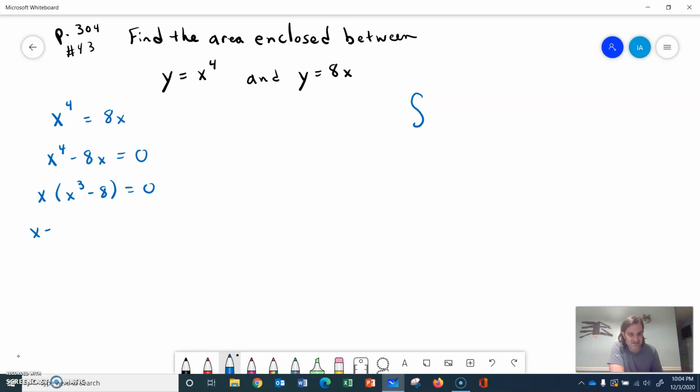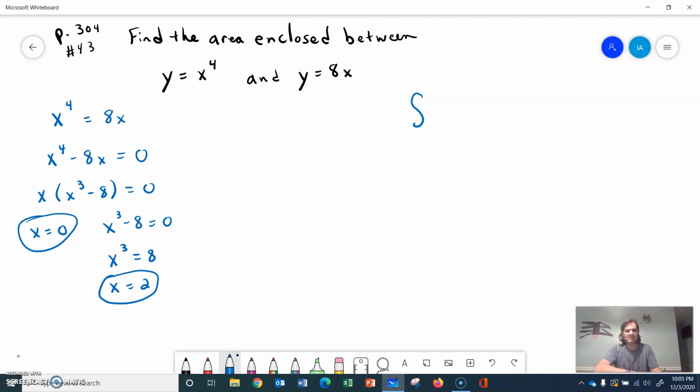So you can set up x equals 0, and x cubed minus 8 equals 0. You could use a cubed factoring formula there, but it's probably easier to bring that 8 over and take the cube root and get x equals 2. So we've got these two places where the graphs intersect, and we're going to be running this from 0 to 2. Now we have to figure out which one is on top. If these are the only two places they intersect, 0 and 2, we can pick a point in between and see which one's on top.